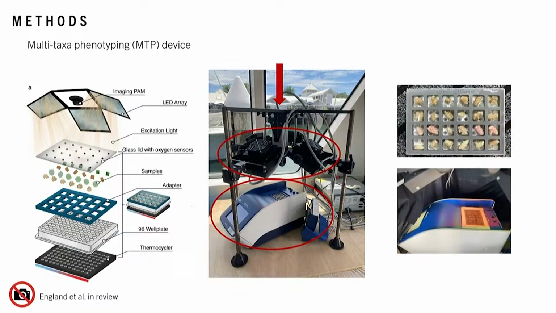6 fragments from each coral colony were placed side by side in a custom well plate, which you can see in that top right photo. They were covered with ambient seawater as well as glass to prevent any bubbles from forming, and then that was placed onto the thermocycler, which you can see in the bottom right photo.